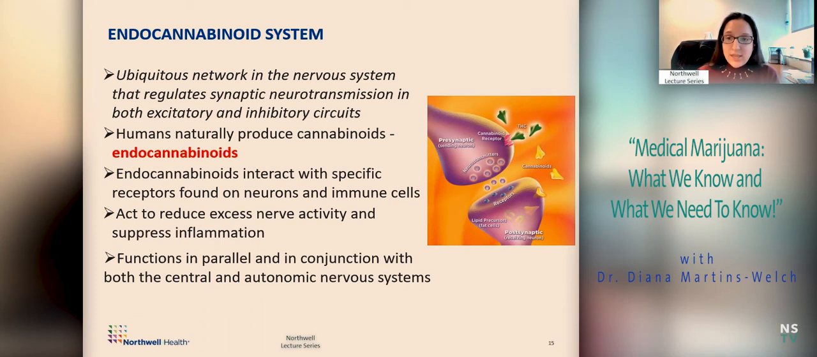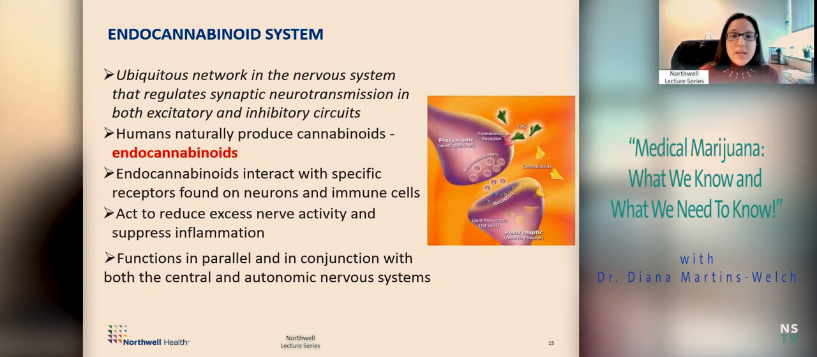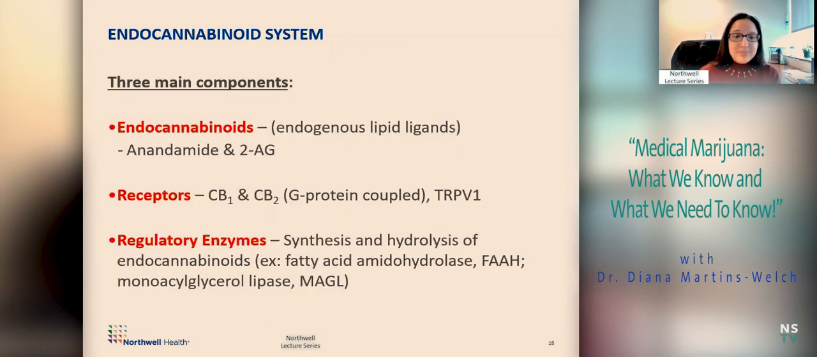So we naturally produce these substances and they bind to our endocannabinoid system. And they interact with both receptors as well as neurons and immune cells. What it does is help to reduce excess nerve activity as well as suppress inflammation. And it functions in parallel with other nervous systems in our body. So again, as I said before, this is a very recent discovery, as recently as 20 years ago. So there is still so much to learn about the system, but what's fascinating about it is how the marijuana, the phytocannabinoids from cannabis, actually work on the same system that's already in our bodies.